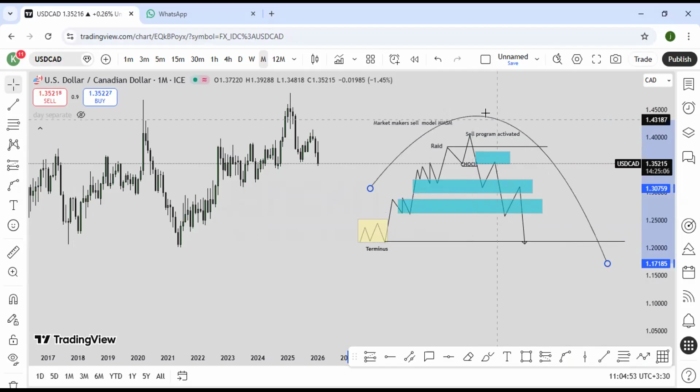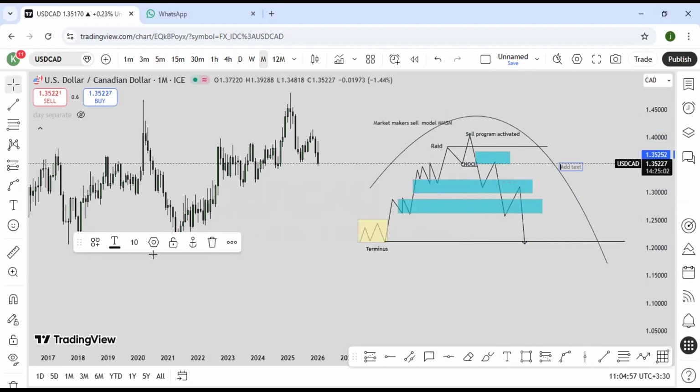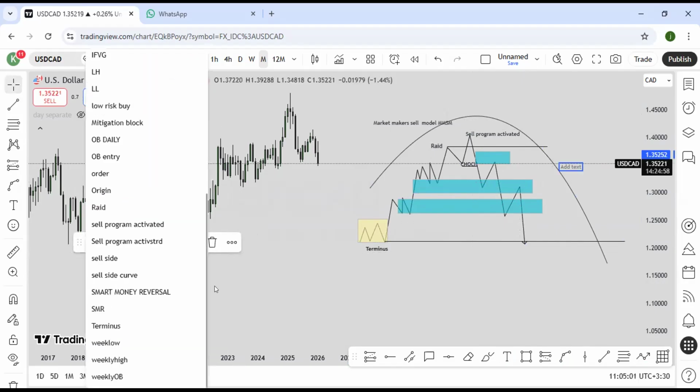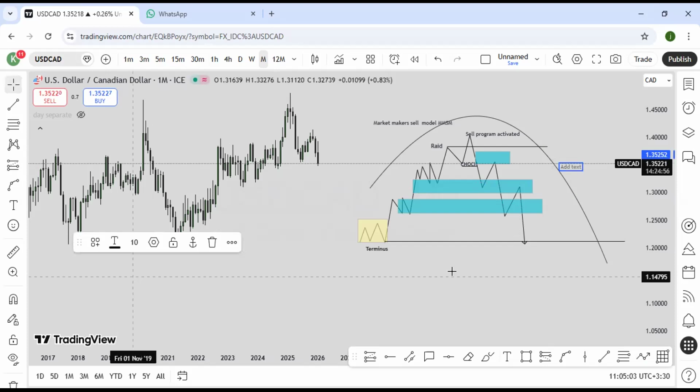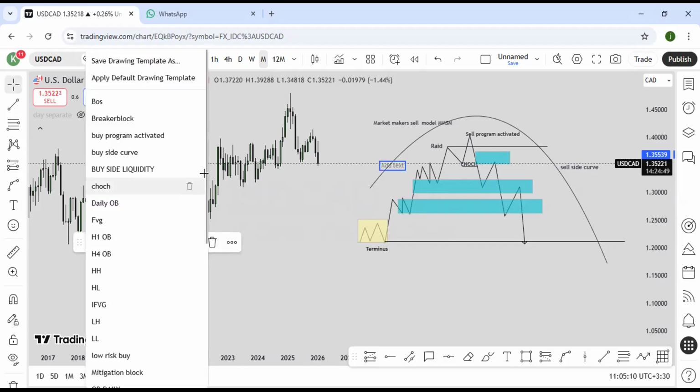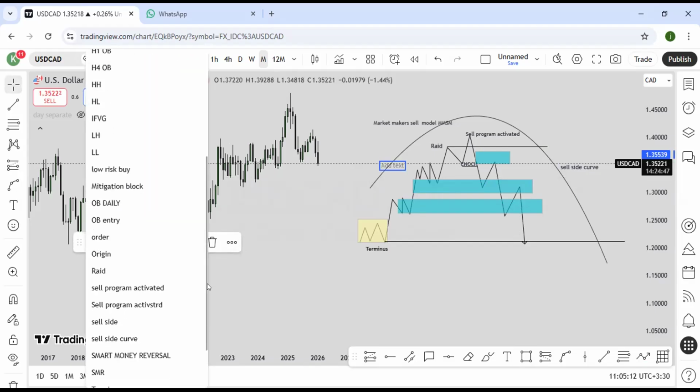So our focus will be the sell side. We don't need to look at the buy side. We shall only look at the sell side of this market. The sell side curve. We don't need to see anything on the buy side. On the buy side, we only want the mitigation block and inverse fair value gap.